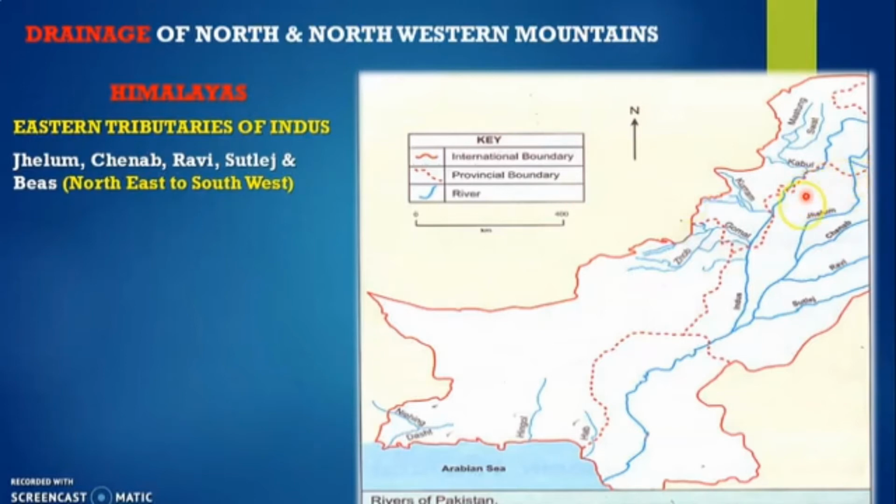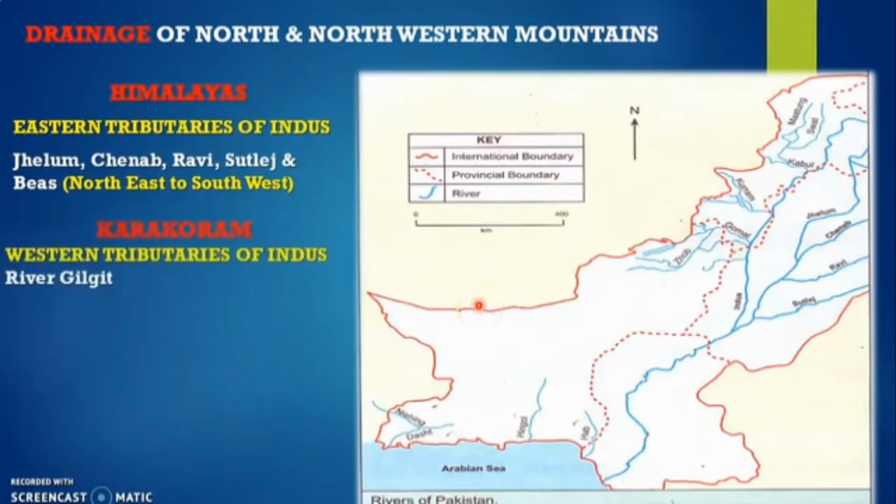So these are the eastern tributaries. You can see my pointer over here. These are basically the ones which originate from the Himalayas, and these are the eastern tributaries of Indus, and this is basically your Indus. You can watch it on the screen as well. That is Indus, which is moving from north towards south and falling into the Arabian Sea, passing through the upper and the lower Indus plain.